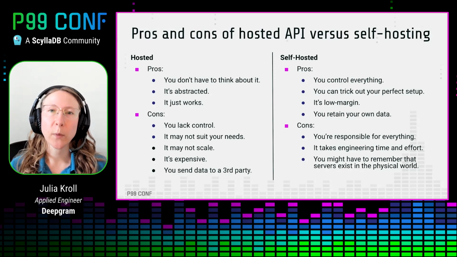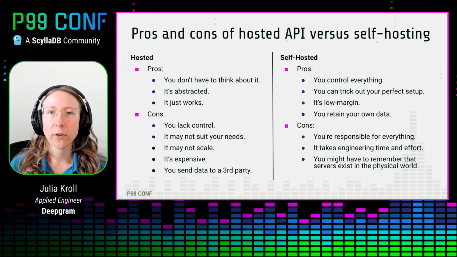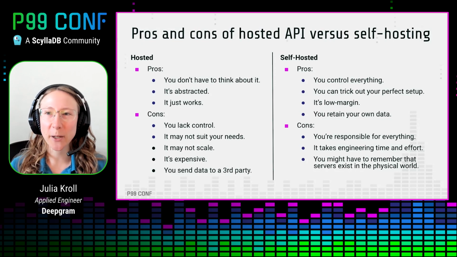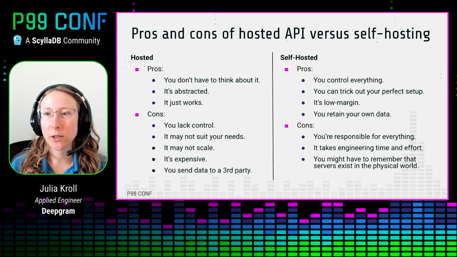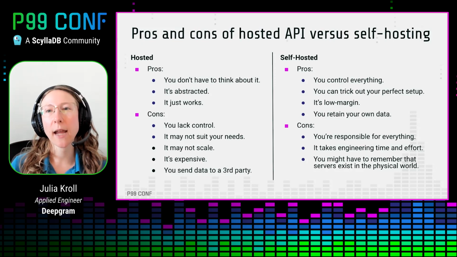However, there are some cons to self-hosting. The largest one is that you're responsible for everything. You're maintaining a production service that backs all of your traffic, and therefore it takes engineering time and effort. You may need to have a larger engineering team in order to self-host a model rather than just use a hosted API. And then finally, a challenge for myself coming from a cloud computing background is you might have to remember that servers exist in the physical world. You're actually running all of your own servers. That can have challenges with scaling. If you're running on bare metal, you have to have somebody to go into a data center and perform maintenance or install new racks. So depending on how you go about self-hosting, it can really be a significant undertaking, although it doesn't have to be.